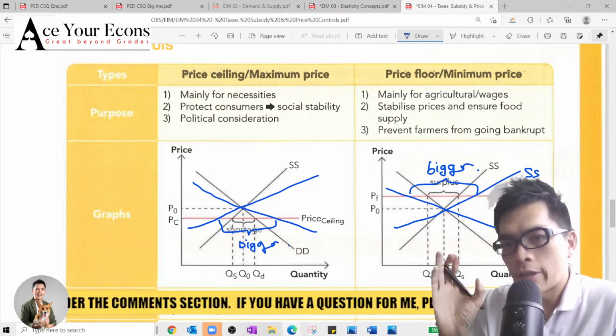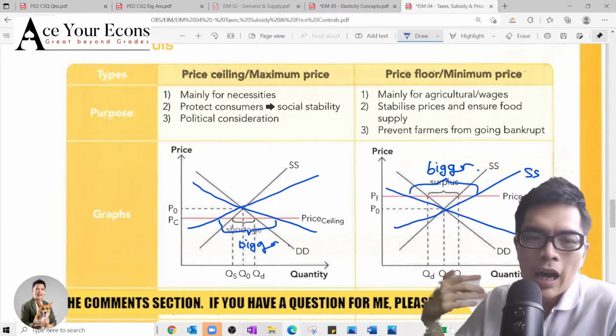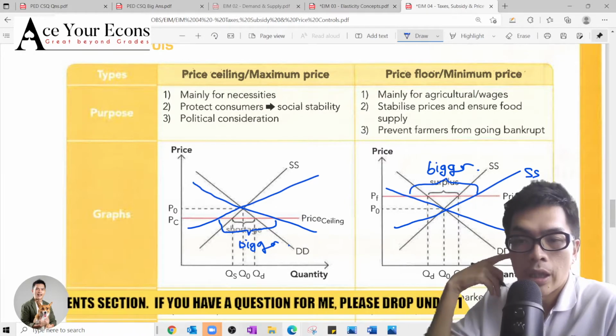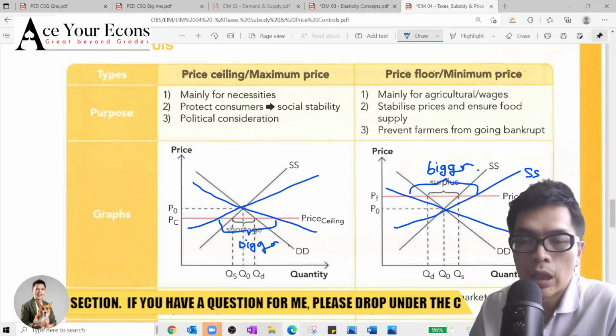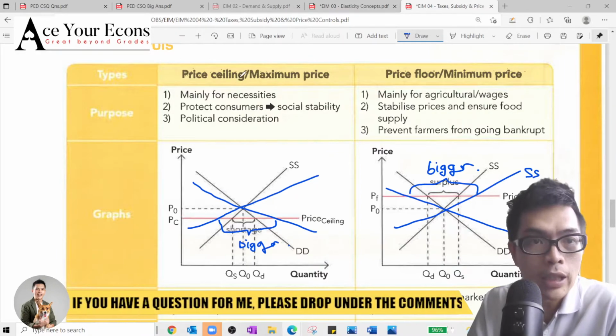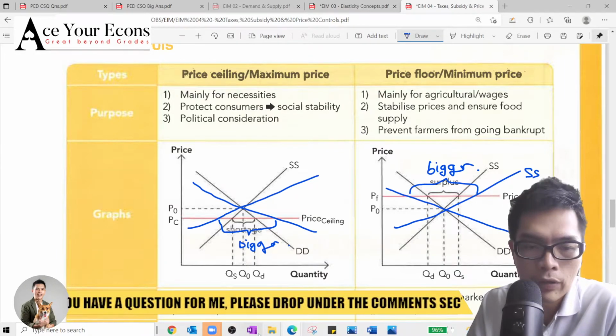Right, so this is a very simple illustration of how we want to illustrate the magnitude of the shortage or surplus. When we have price ceiling and price floor, we can play around with the slope of your demand and supply curve. So we'll be learning this in due time. Don't worry about that if you don't understand.